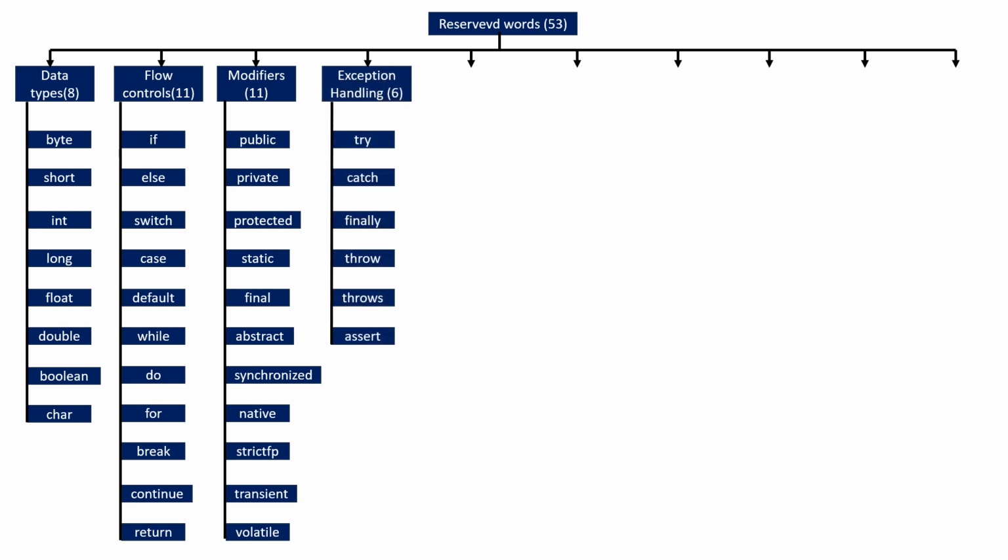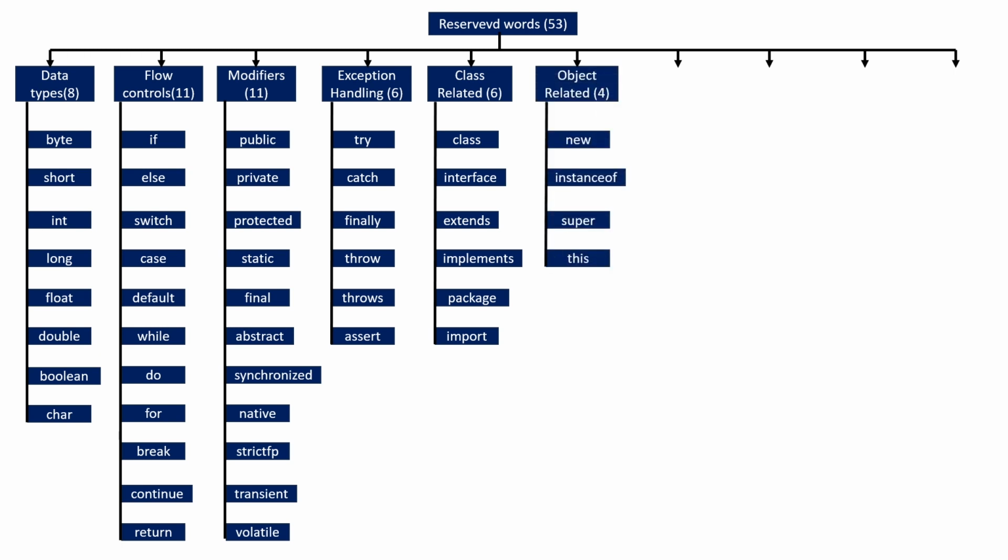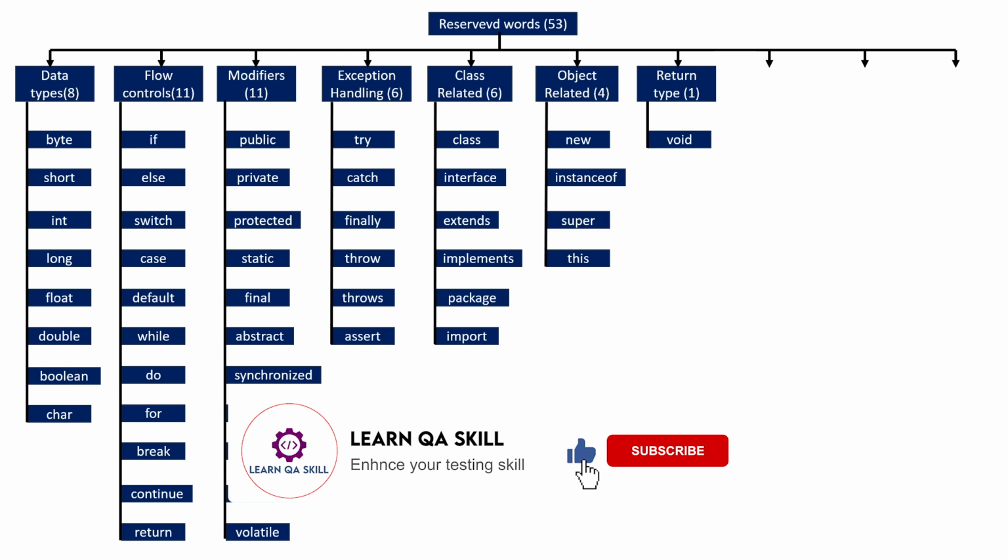For exception handling, 6 keywords are reserved in Java: try, catch, finally, throw, throws and assert. Class related, also 6 keywords are reserved in Java: class, interface, extends, implements, package and import. Object related, 4 reserved words in Java: new, instanceof, super and this. Return type related, one keyword is reserved in Java, that is void.